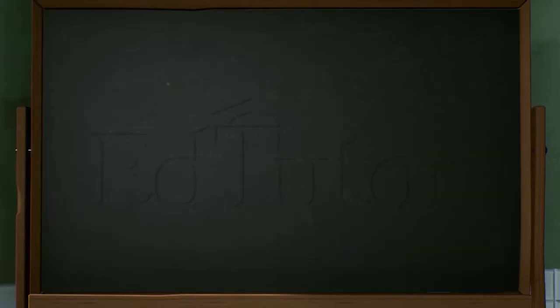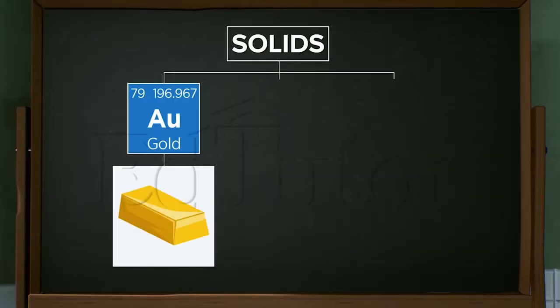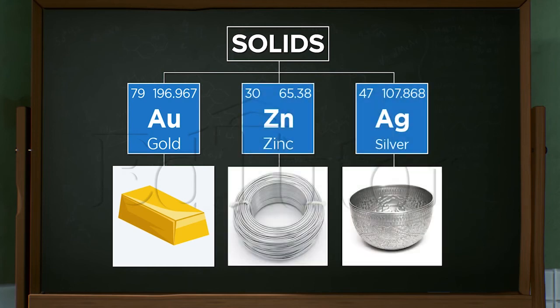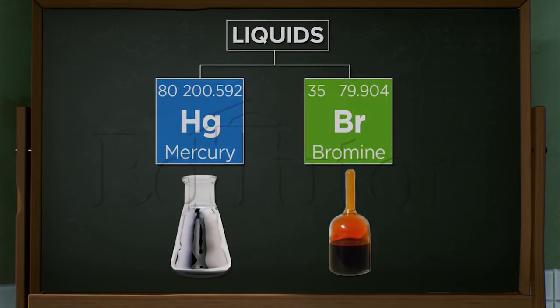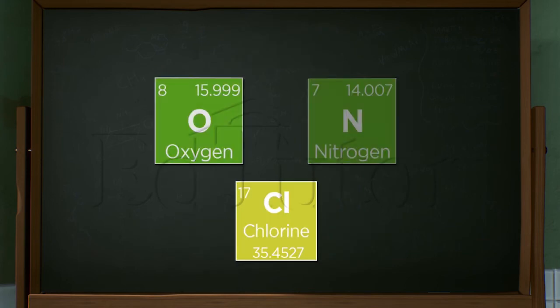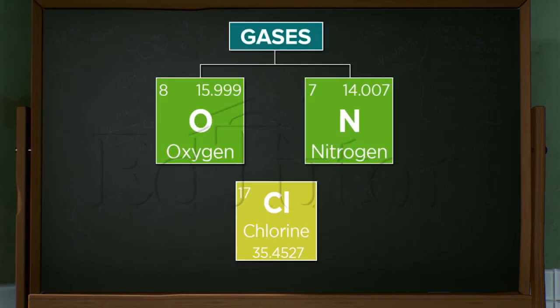Let's discuss the state in which these elements can be found. Did you know elements such as gold, zinc or silver occur as solids? Mercury and bromine occur in liquid form, while chlorine, oxygen and nitrogen are present as gases.